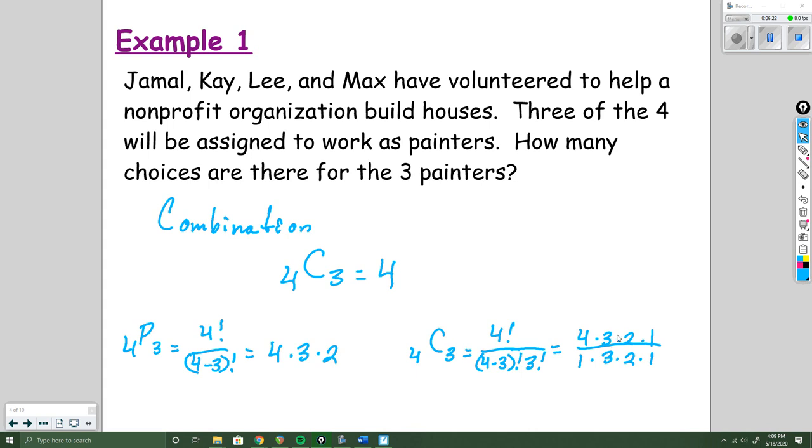What we're doing is taking away the number of arrangements of those objects. So it doesn't matter the ways that we can arrange those 3 objects. It just matters that those objects are in the group together. So we're taking away the amount of ways we could arrange those 3 objects. And that's why a combination is different than a permutation.